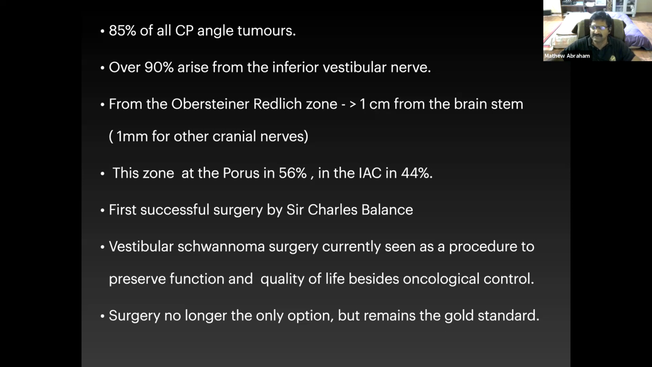This zone is at the porus in around 56% of patients, while it is in the canal in around 44%. We all know that the first successful surgery was done by Sir Charles Ballance. Vestibular schwannoma surgery has evolved. It's no longer a life-saving procedure. It is a procedure to preserve function and quality, as well as to achieve oncological control. It's no longer the only option, with several other possibilities like radiation and even observation, but surgery still remains the gold standard.